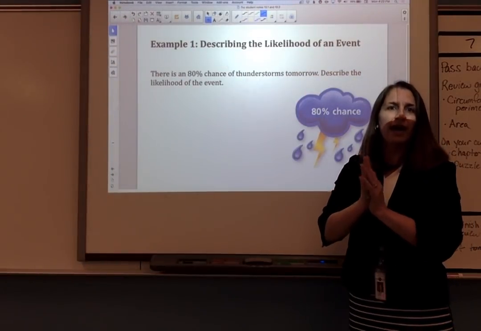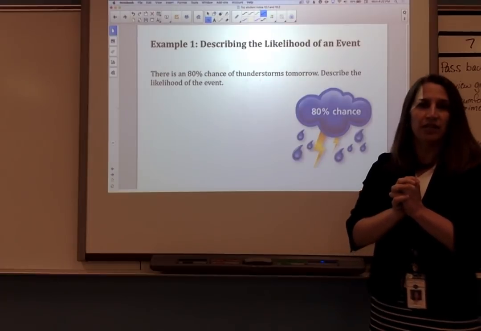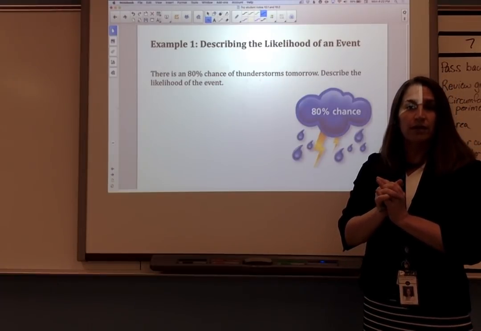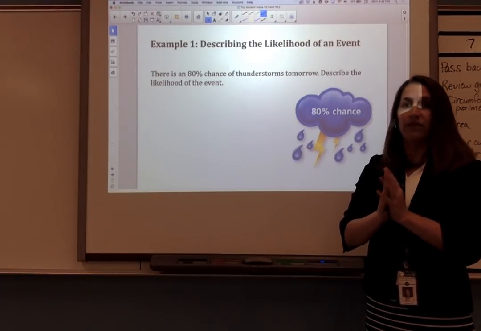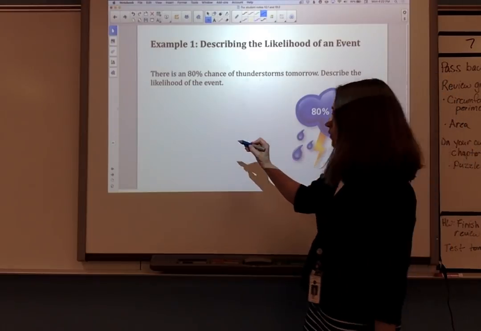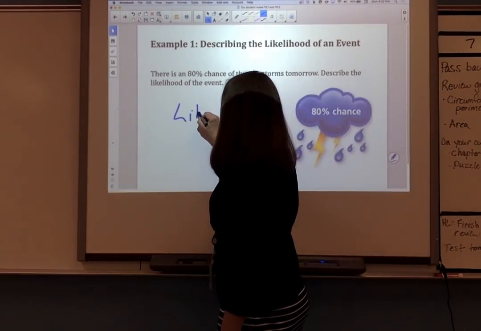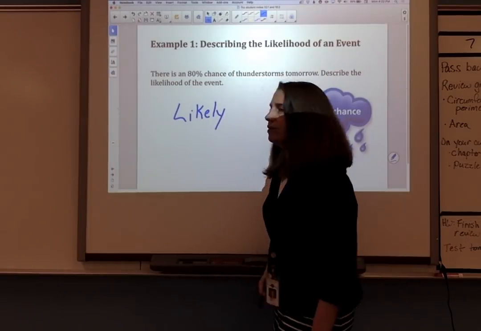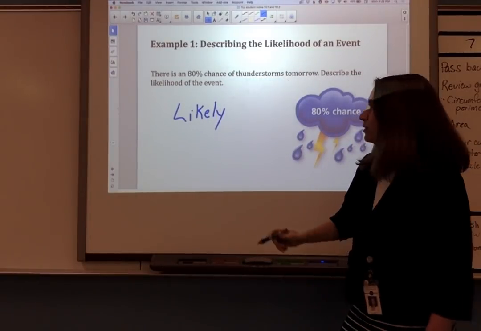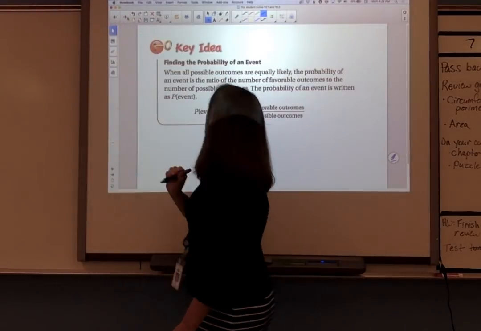So if we're looking at, there's an 80% chance of thunderstorms tomorrow. Describe the likelihood of the event. If it's an 80% chance, we would say that that's likely if we look at our scale. It's not certain that it will rain, but it is pretty likely that it will rain.